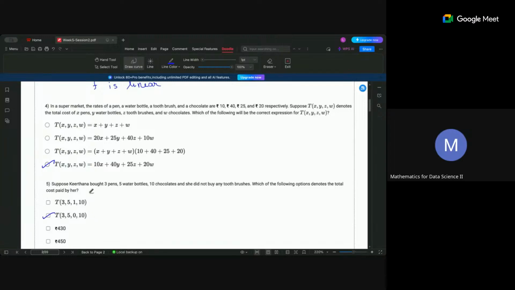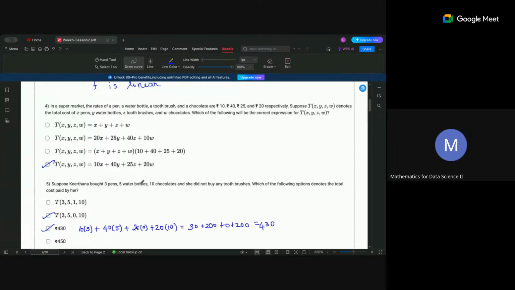And what is the value of this? You have to substitute it here. If you substitute it in this formula, you get 10 times 3 plus 40 times 5 plus 25 times 0 plus 20 times 10. So you have 30 plus 200 plus 0 plus 200, so 430. Right? So these two questions are clear for everyone, right?